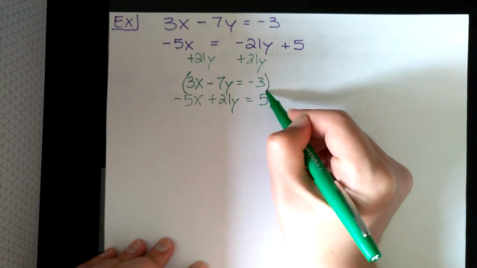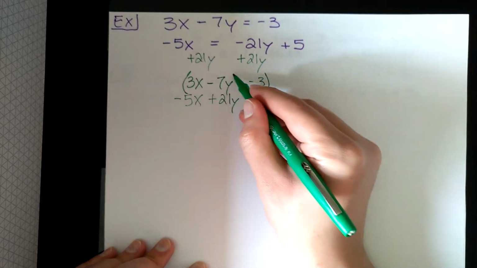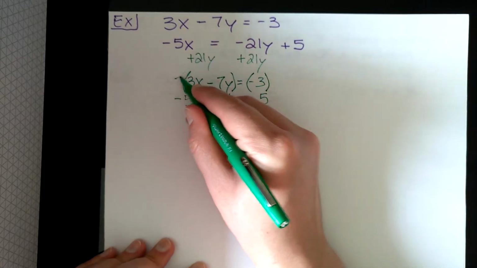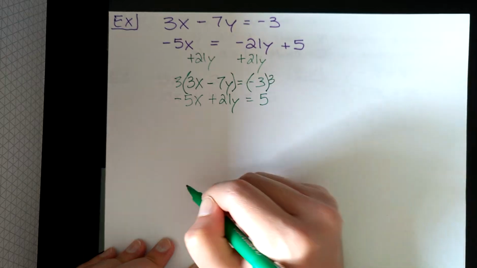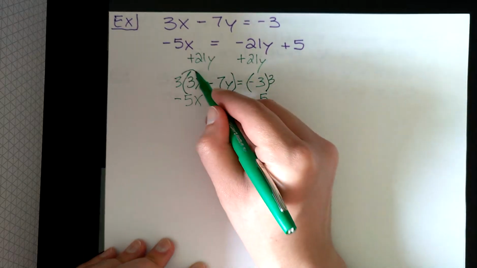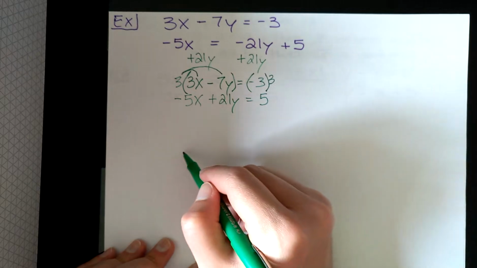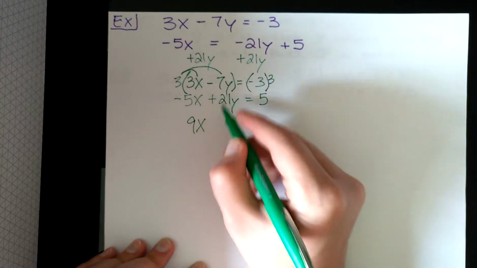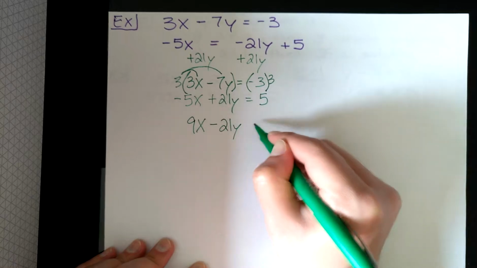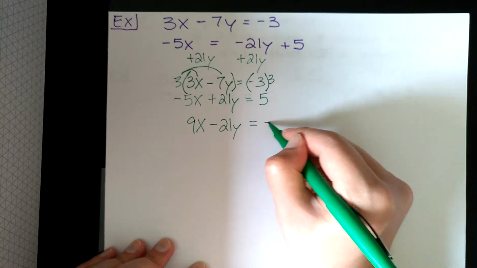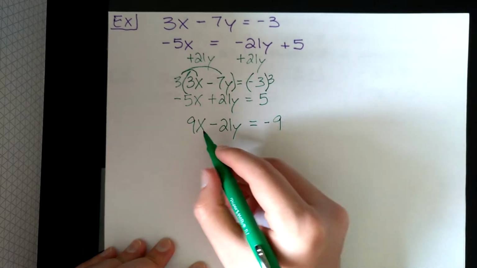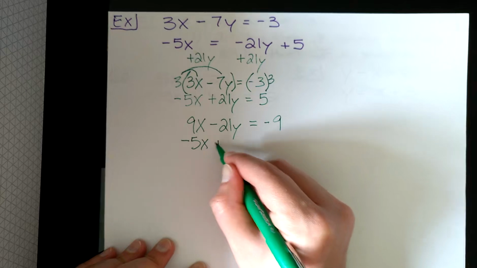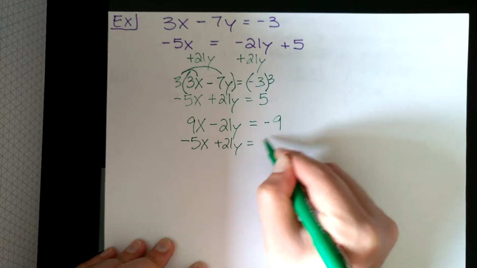We're going to multiply the entire first equation, meaning the left and right sides of the equation, by positive 3. When we do that, we have to distribute the 3, which gives us 9x minus 21y equals negative 9. And then we copy the second equation back down, negative 5x plus 21y equals 5.